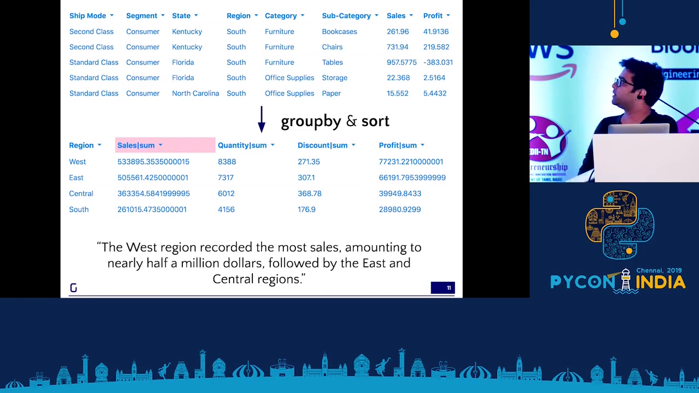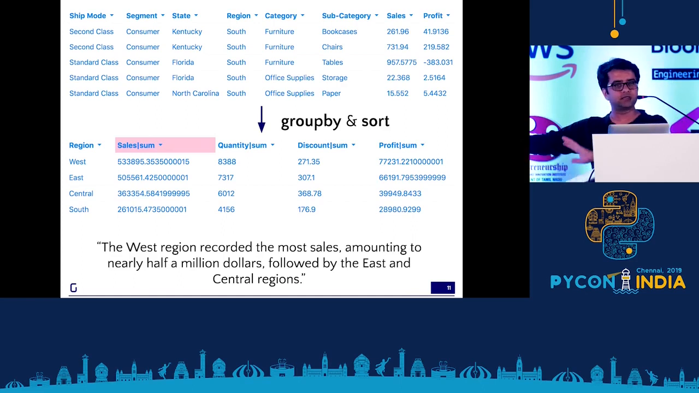And let's say that I'm interested in finding out which region, here it is just west, east, central, and south, had the most sales. So I'm going to group by region and sort the sales column descendingly, right? And then when I get the grouped and sorted output, I say that the west region recorded the most sales, amounting to nearly $500,000, followed by the east and the central regions. That's the insight I draw from it by looking at it.